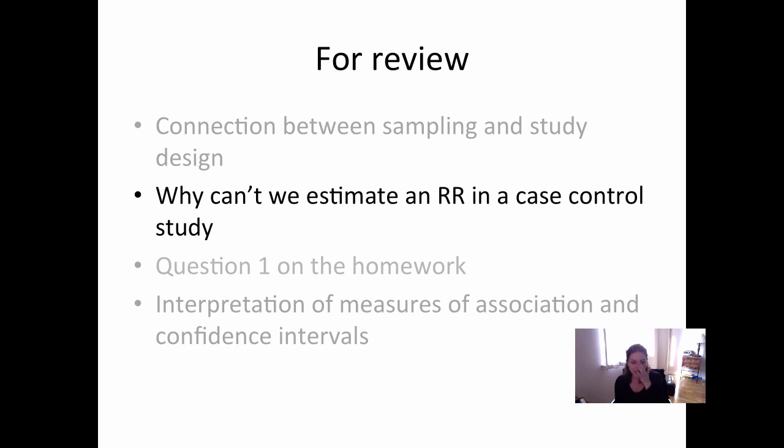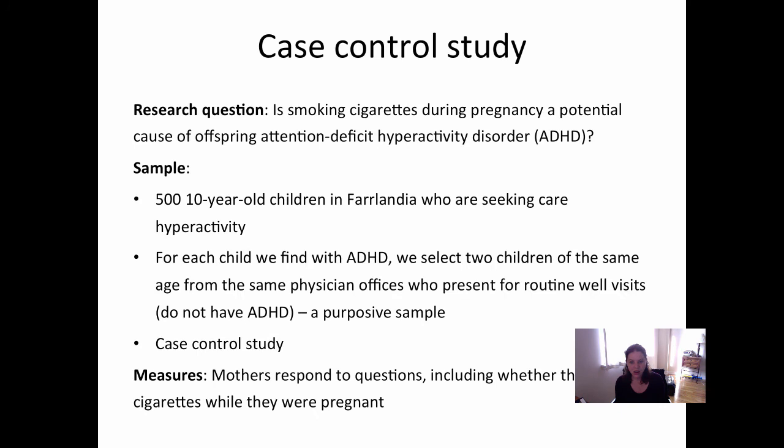So next I wanted to go through why we can't estimate a risk ratio in a case control study. And to do this, I'm going to go back to one of the examples that we used in our slides, where we did a case control study, and the research question was, is smoking cigarettes during pregnancy a potential cause of offspring ADHD? To do this sample, we collected 500 children who were seeking care for hyperactivity. For each child with hyperactivity, we selected 2 children of the same age at the same physician office who presented for a routine well visit.